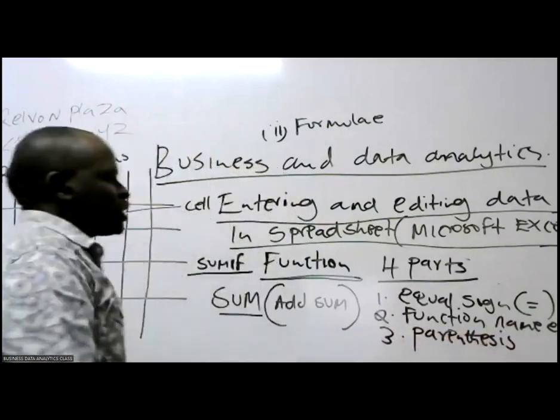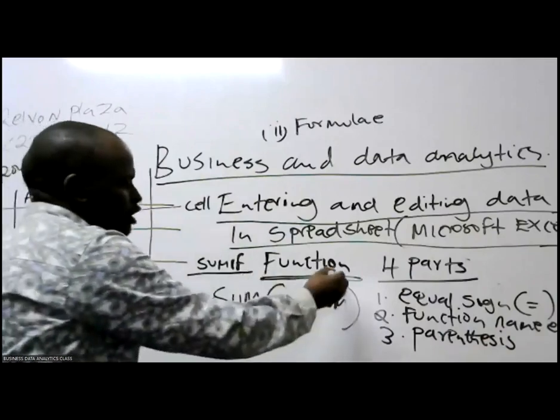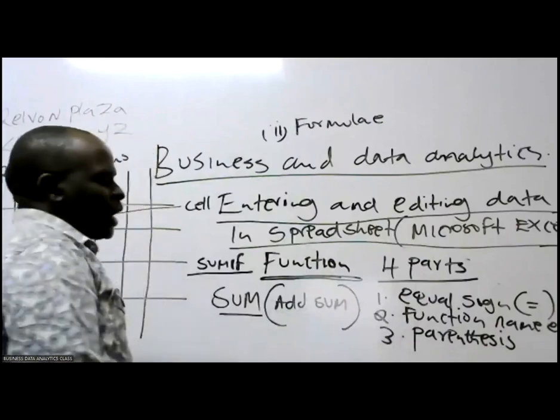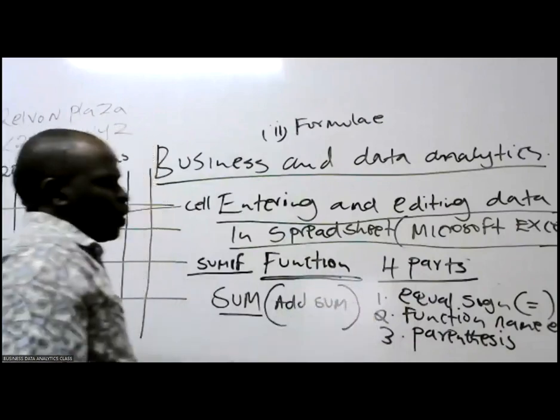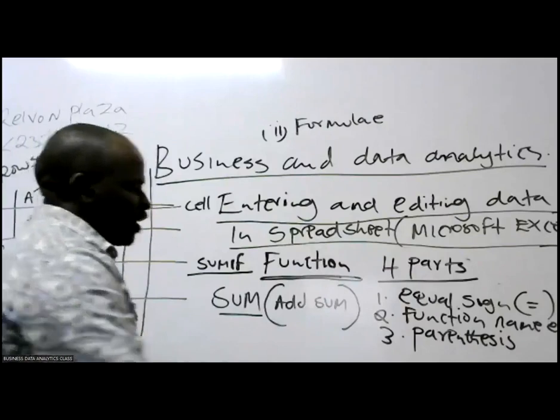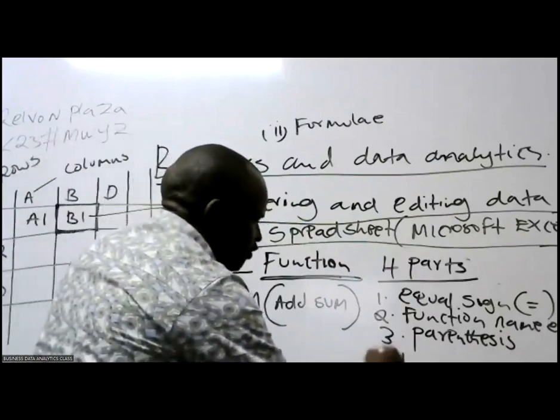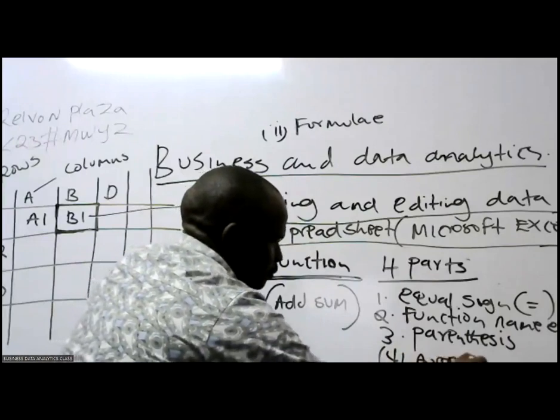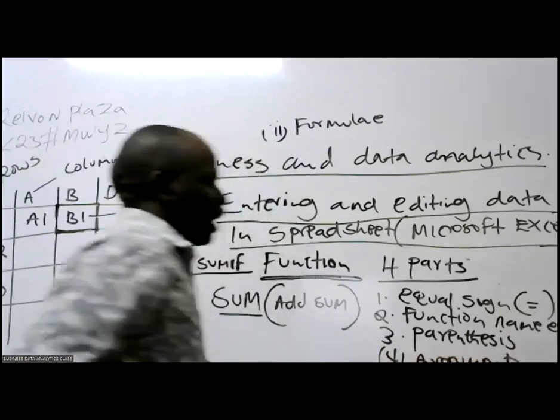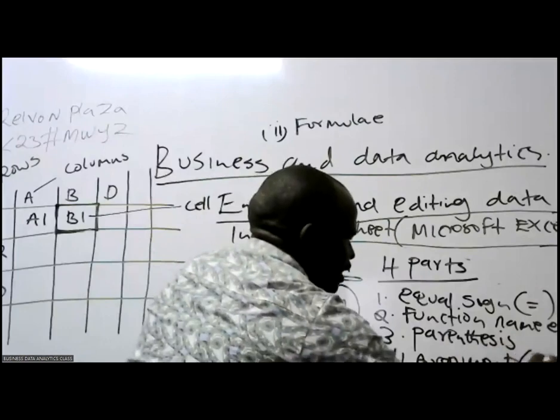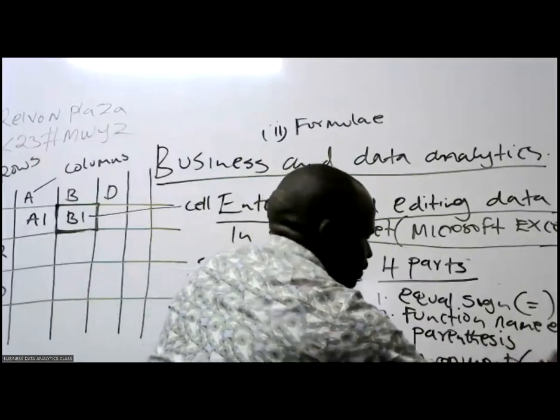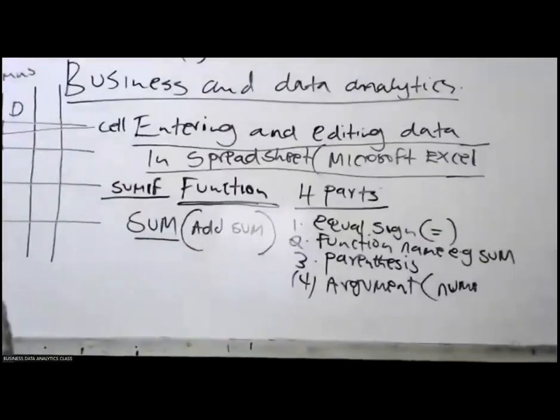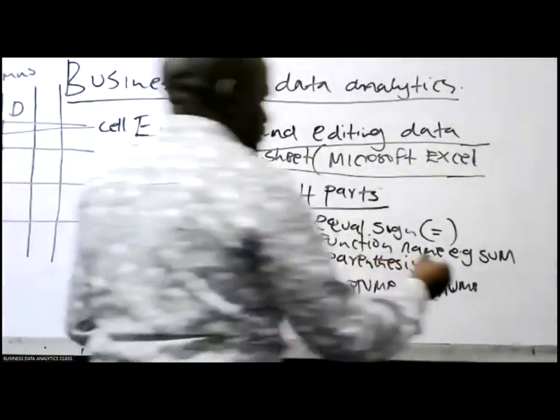So from today onwards, you should know a function has 4 parts. One, we have an equal sign, we have the function name, we have the parenthesis, and then number 4, we have the argument. This argument can be numeric.